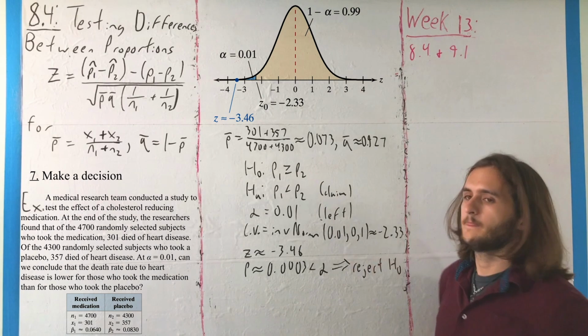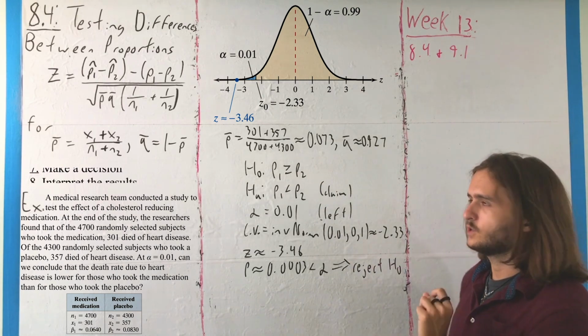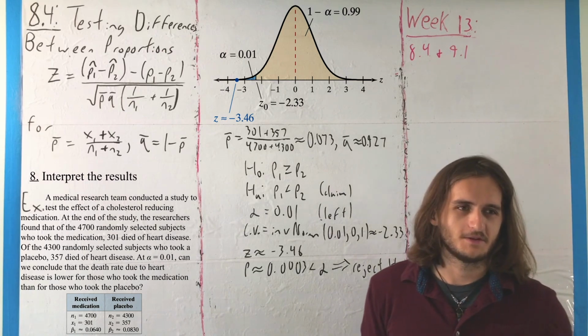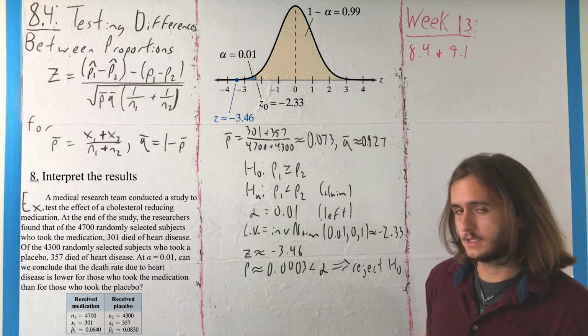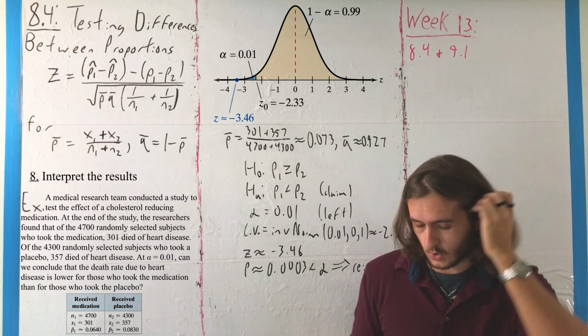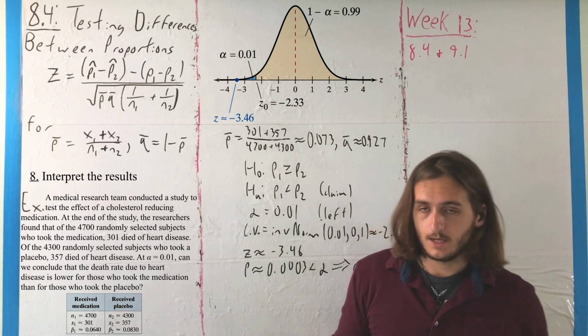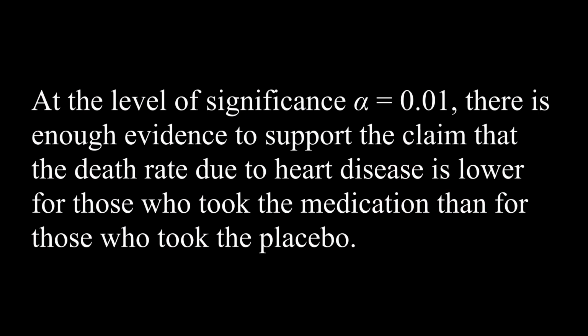We reject that statement, that the death rate is at least as high for people who took the medication as it was for people who didn't, which is good news for that research team. It's good that they want to be very sure about it. Because what they can say, as a result, is something to the effect of, at the level of significance alpha equals 1%, there is enough evidence to support the claim that the death rate due to heart disease is lower for those who took the medication than for those who took the placebo.